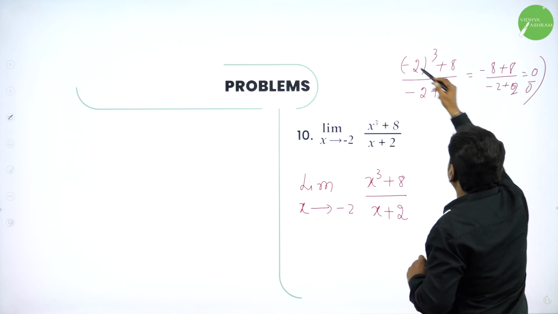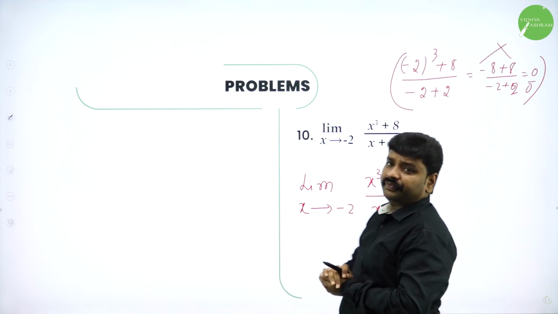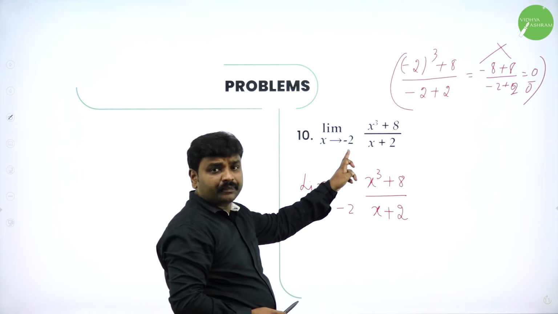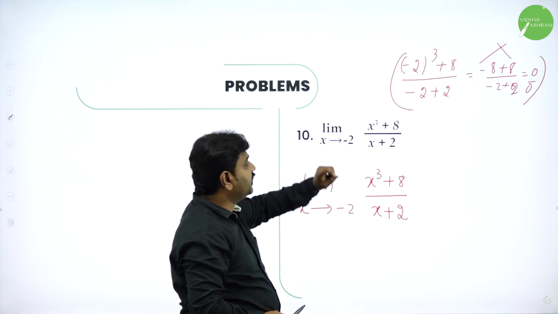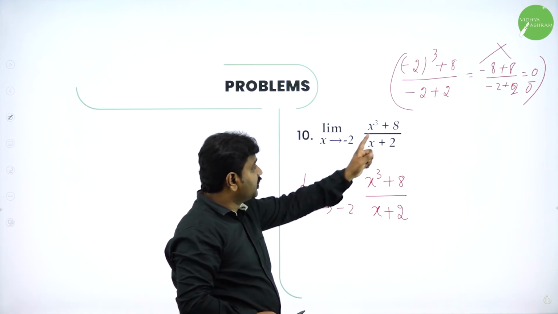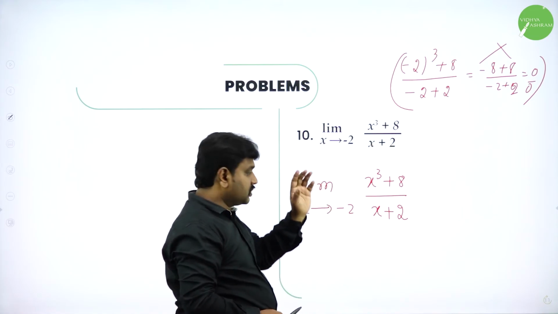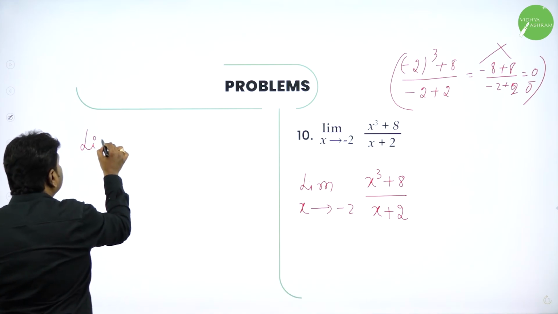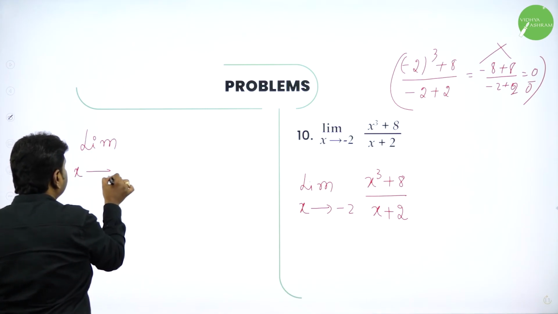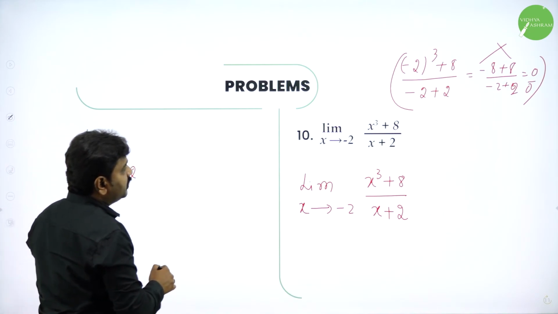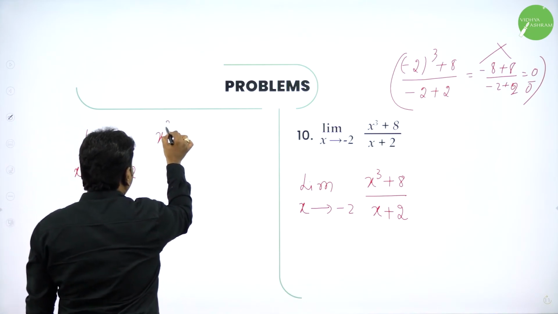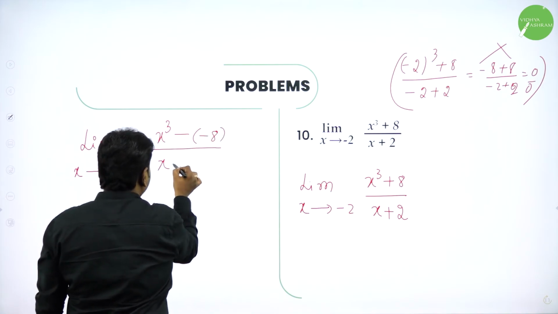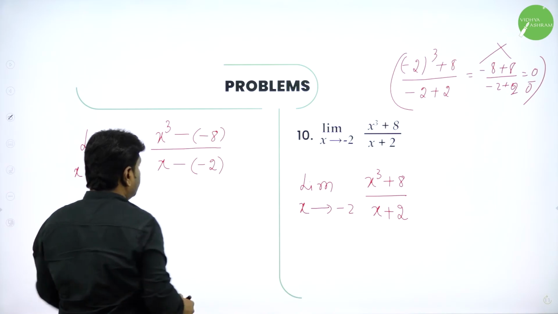I repeat, whenever you apply a limit, you should not get 0 by 0. So therefore, reduce it. How to reduce? x is tending to what? Minus 2. So this is the hint. If x is tending to a, it should be in the form of minus 2 power. So now, we have to simplify. Can I write this problem as limit x tends to minus 2 and x cube, let it be x cube, plus 8, can I write it as minus of minus 8? In the denominator, plus 2, can I write it as minus of minus 2? What is minus of minus 2?